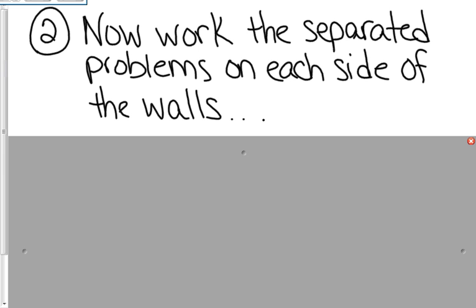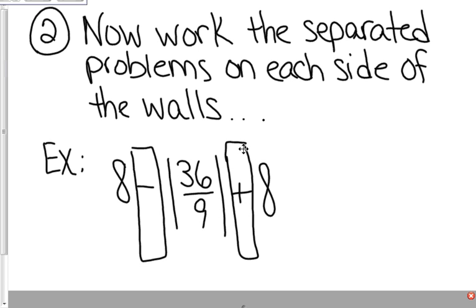Now we will work the separated problems on each side of the walls. Sometimes there's nothing to do except to bring down the number. So 8, nothing to work. I'm going to bring down my minus sign. 36 divided by 9 is 4. The absolute value of 4 is 4. I'm going to bring down my plus sign and bring down my 8.